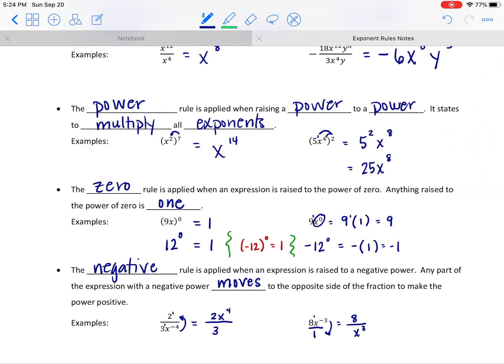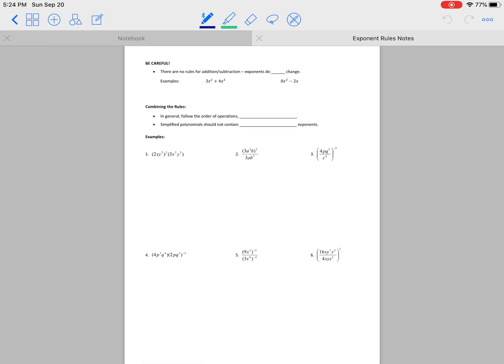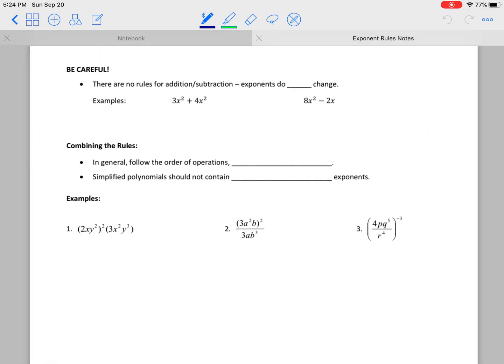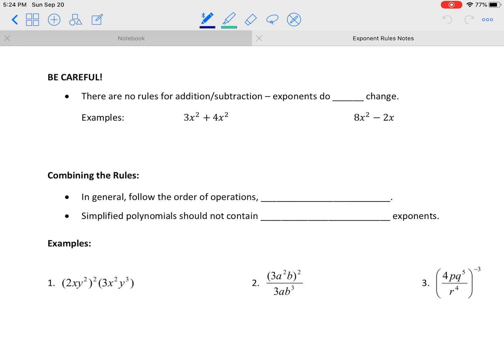Okay? So those are the 5 rules, and I think one at a time they're not so bad. But we have to be able to combine these rules within one problem and still end up with a simplified form for our polynomial. So just one thing before we get to combining the rules.